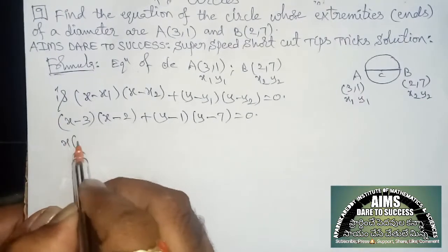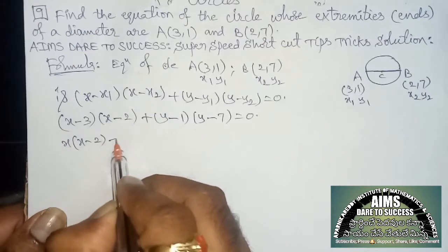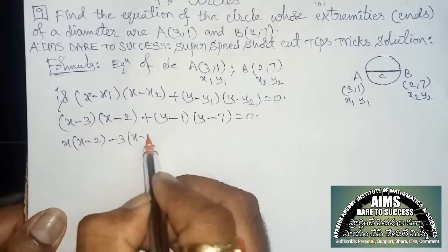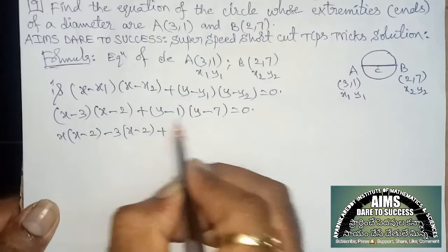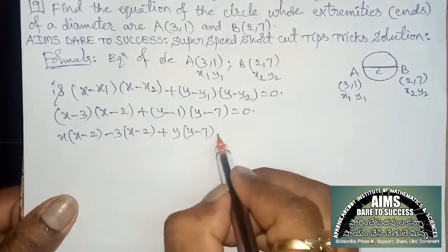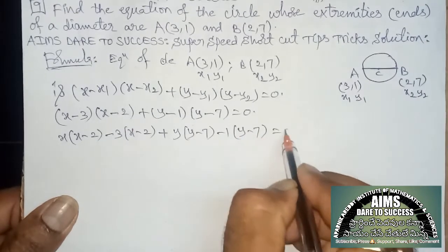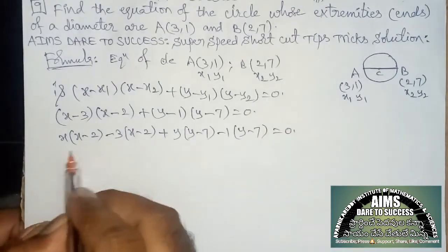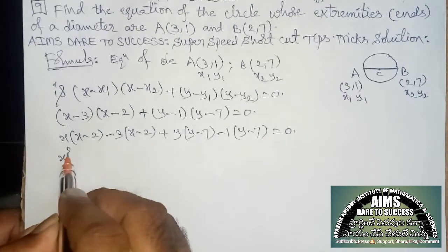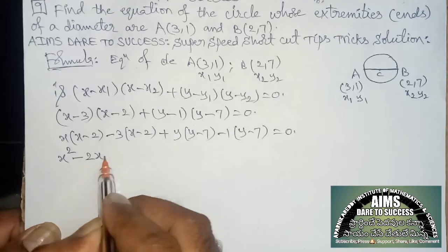Normal simplification: x multiply inside we get x into (x minus 2). Next minus 3 multiply inside we get minus 3 into (x minus 2), plus y multiply inside we get y into (y minus 7). Next minus 1 multiply inside we get minus 1 into (y minus 7) is equal to 0. X multiply inside we get x into x is x square, plus into minus, x into 2 is 2x.